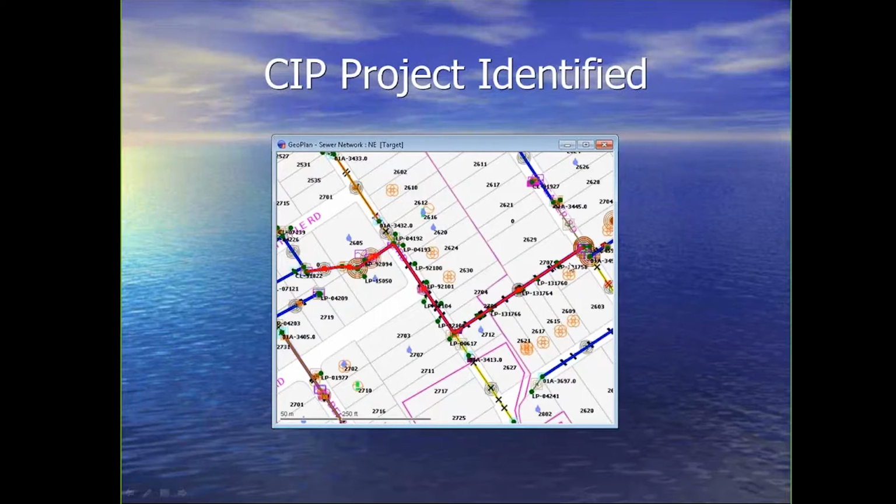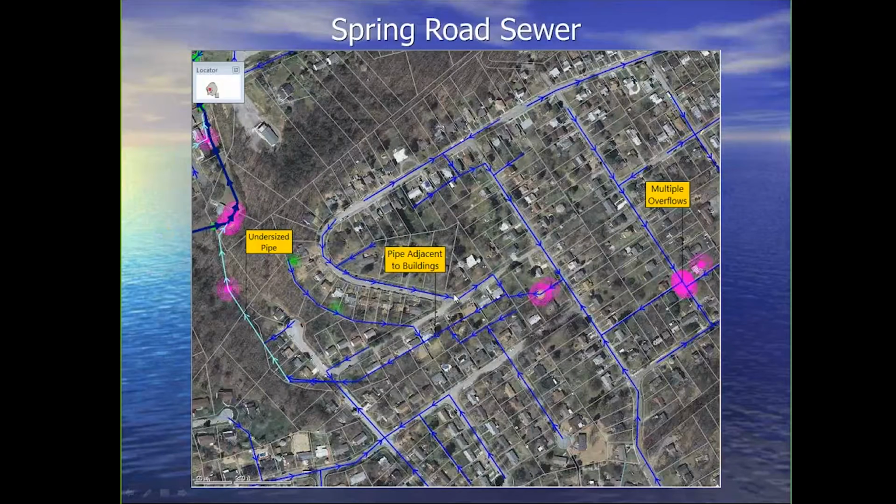So the original CIP project that we had considered was upsizing some of this pipe here. And then as we looked at it more further, and this is the slide I showed you earlier, with the pipes adjacent to the buildings and undersized pipe, and the fact that we're seeing overflows down here as well, we thought we'd better expand the project. Because what I found is that if we do increase the pipe size here and here, and don't deal with this, well, all that's going to happen is that flow is going to overflow here rather than here.